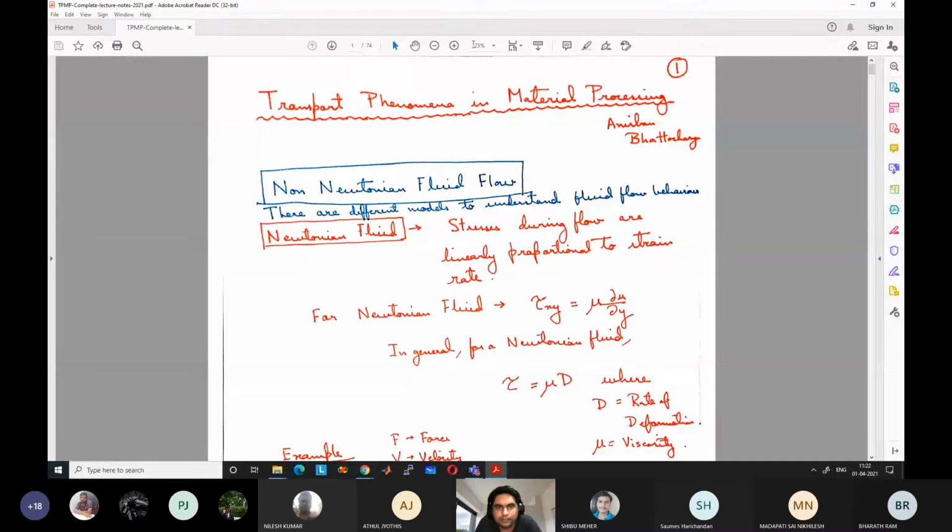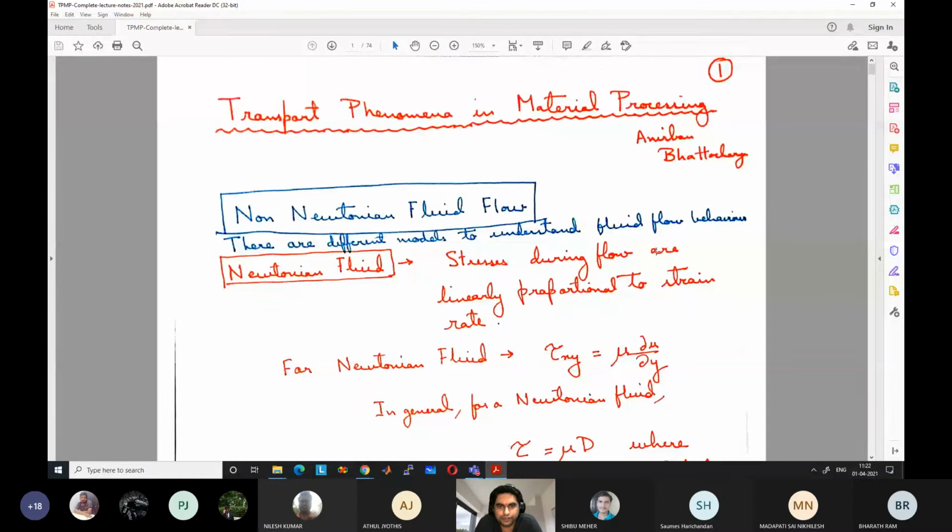Okay, so what is a Newtonian fluid? Whenever we are discussing fluids, we are applying different models to understand fluid behavior, right? What we are trying to understand is what the flow pattern is, and how the flow pattern in a fluid will evolve. If a certain force is applied on the fluid, how will the fluid behave? How will the flow occur in the fluid? This type of thing.